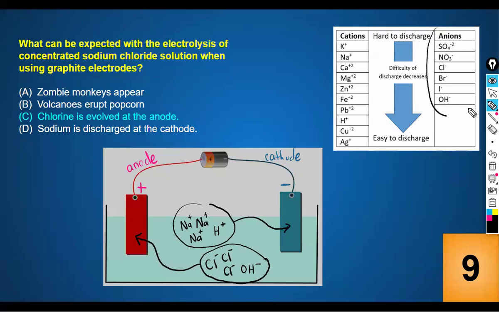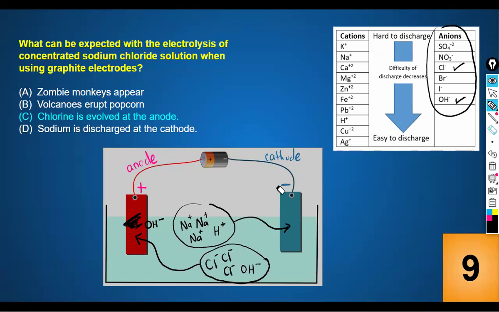We're paying attention to the anions. Isn't OH easier to discharge than chlorine? Because as we go downwards, it's easier to discharge. So normally, if the anode had to pick between chlorine and OH to discharge, who under normal conditions would the anode choose? Let me know in the chat. Under normal conditions, it would choose the OH.